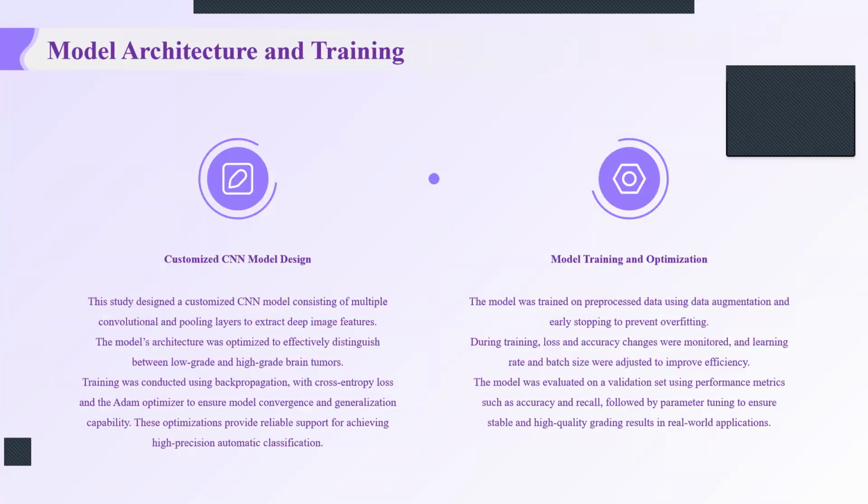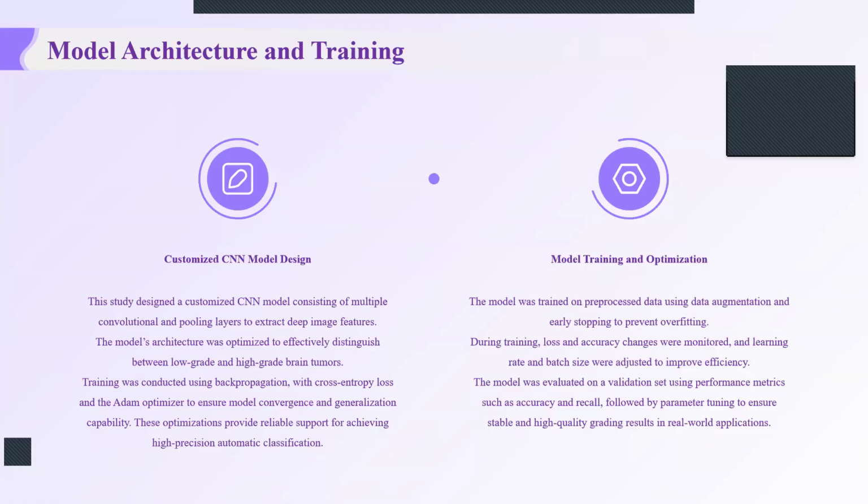And for the model and the training, the model used multiple CNN layers with cross-entropy loss and the Adam optimizer. Training included early stopping and parameter tuning. However, the authors don't compare their architecture with other CNN types, which limits the evaluation.